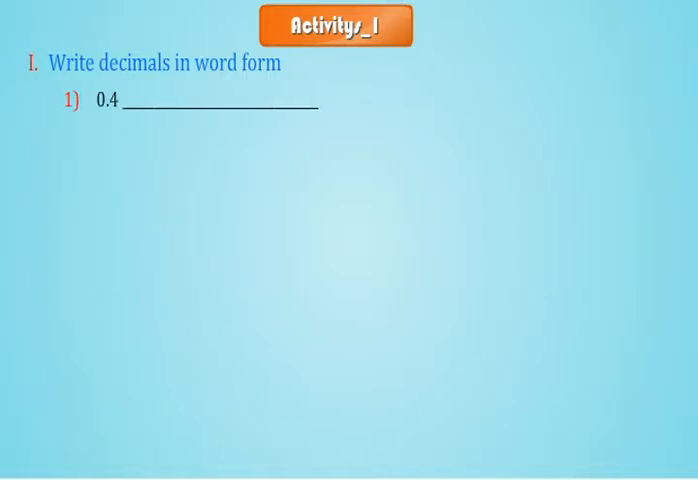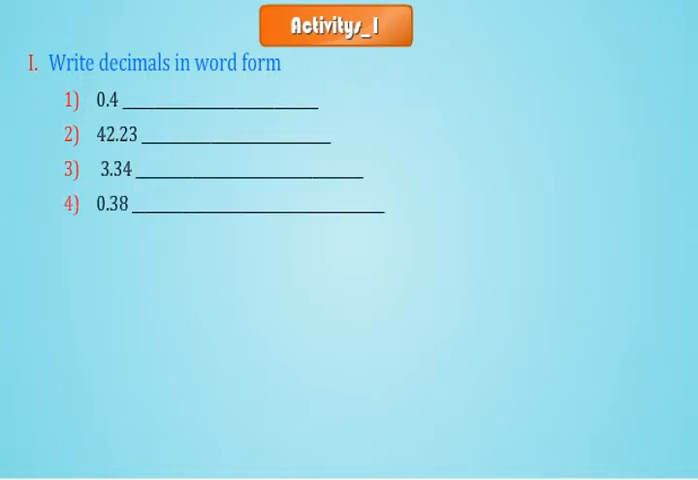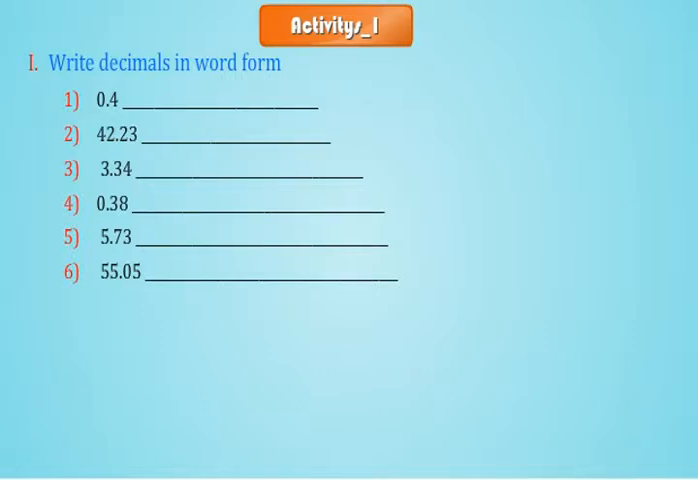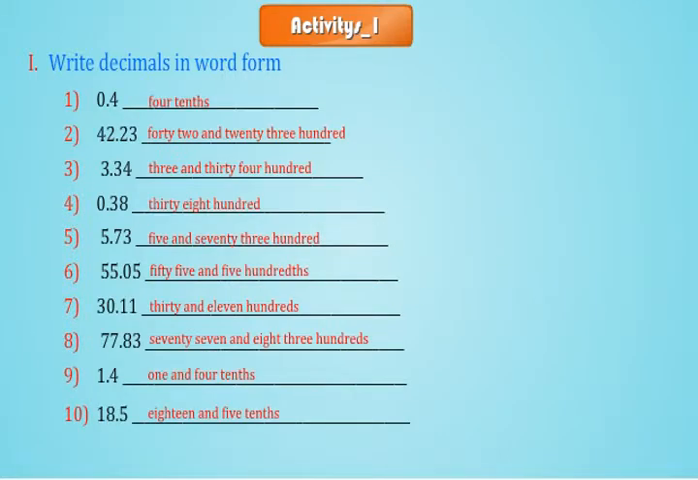Activity 1. 1. Write decimals in word form. 1. 0.4. 2. 42.23. 3. 3.34. 4. 0.38. 5. 5.73. 6. 55.05. 7. 30.11. 8. 77.83. 9. 1.4. 10. 18.5.